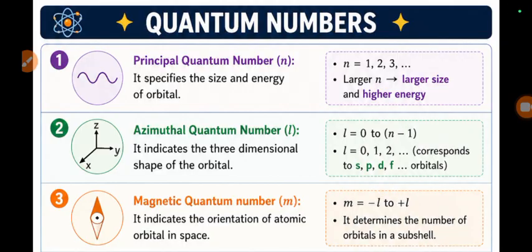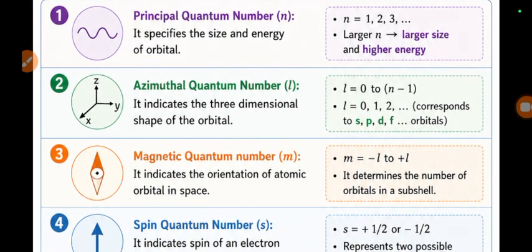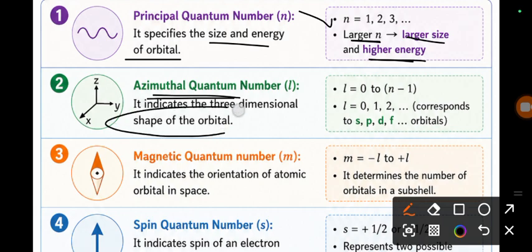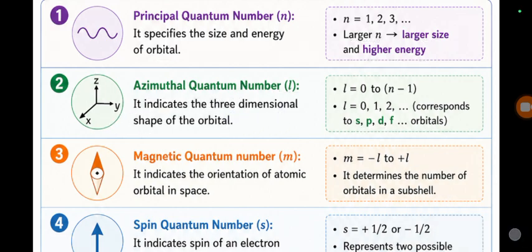From structure of atom, the most repeated question in the NEET exam is quantum number. The first type of quantum number is principal quantum number. Principal quantum number specifies the size and energy of the orbital. The symbol is small n. Larger the n, larger the size and higher the energy of the orbital. Second is the azimuthal quantum number that determines the shape of the orbital. Its value l is equal to 0 to n minus 1. For example, for s orbital, l value is 0, for p orbital it is 1, for d orbital it is 2, and for f orbital it is 3.